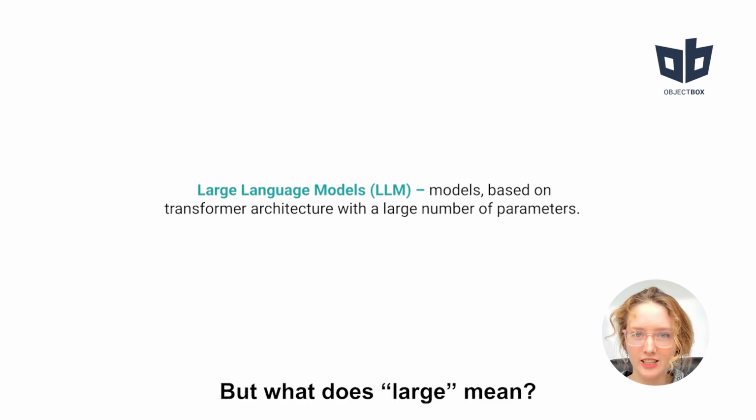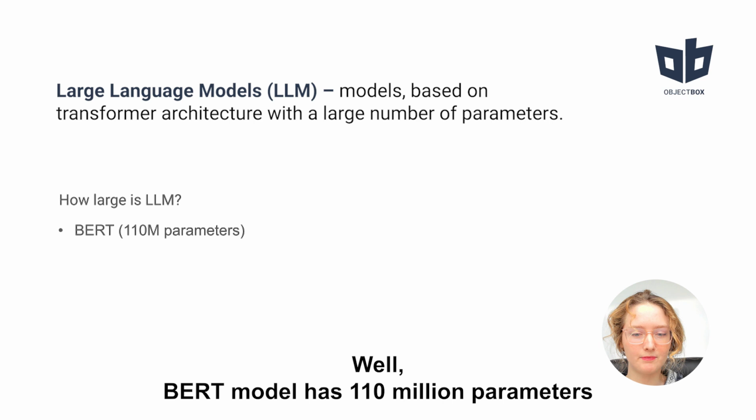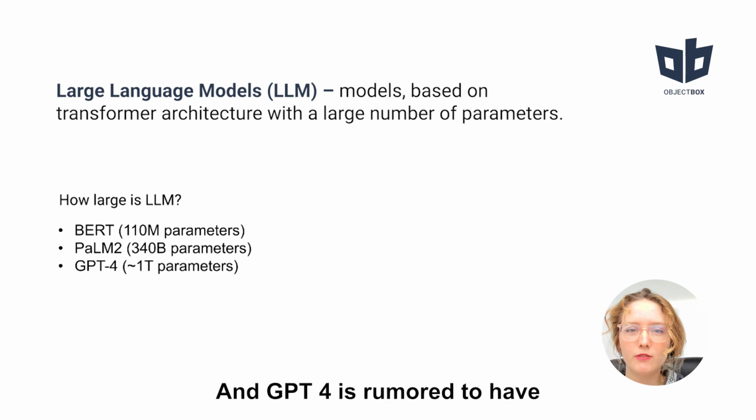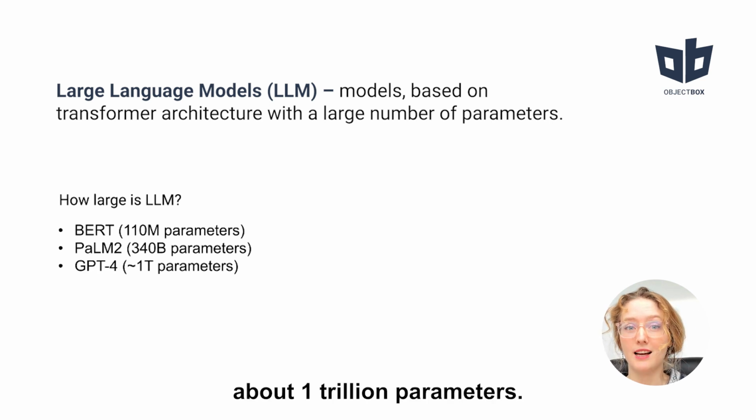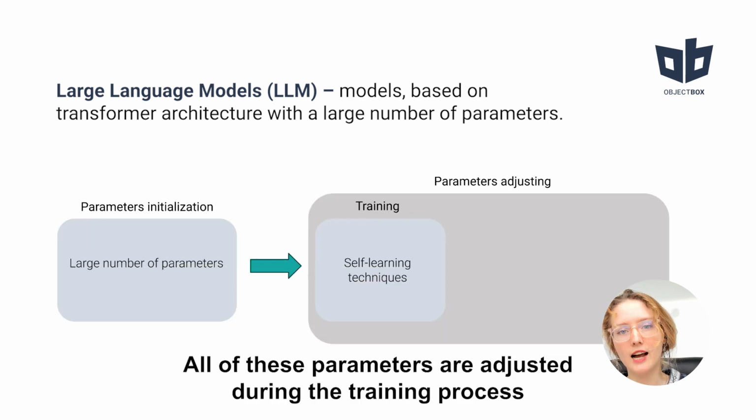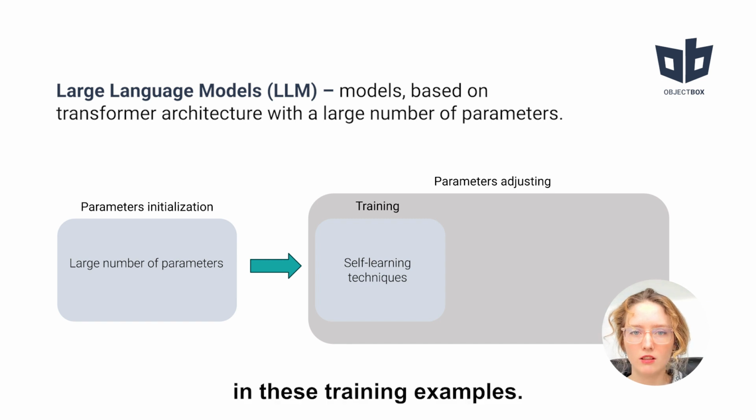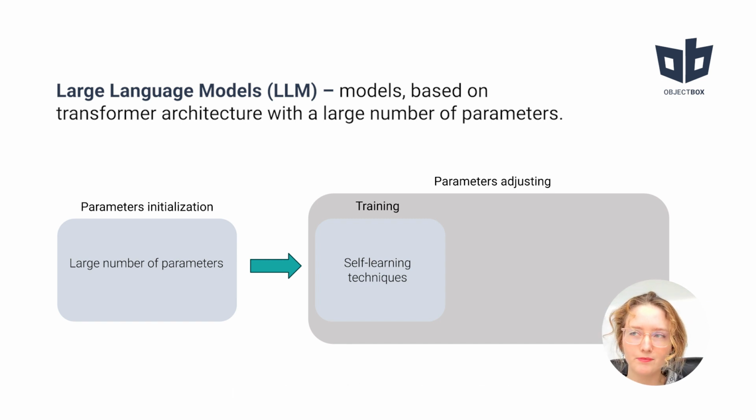But what does large mean? Well, the BERT model has 110 million parameters. PaLM 2 has up to 340 billion parameters, and GPT-4 is rumored to have about 1 trillion parameters. All of these parameters are adjusted during the training process by self-learning techniques to maximize the likelihood of the next token in these training examples.